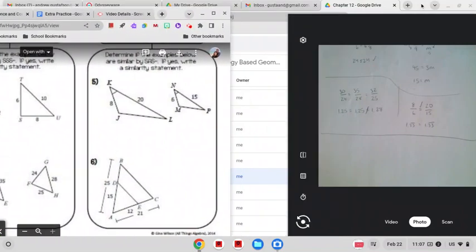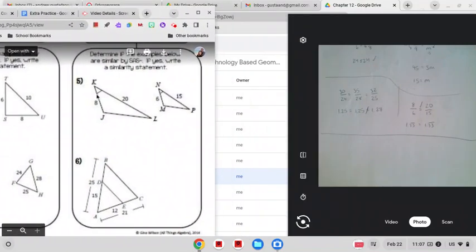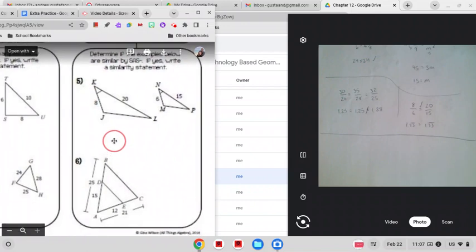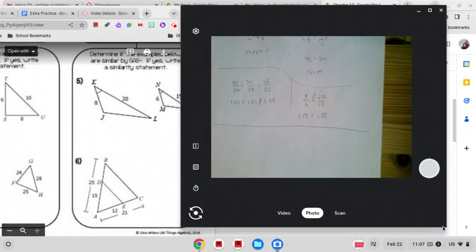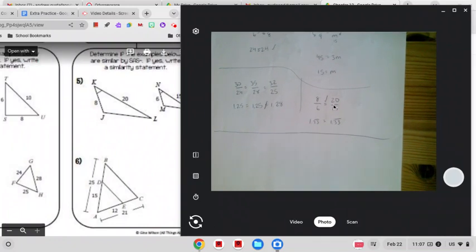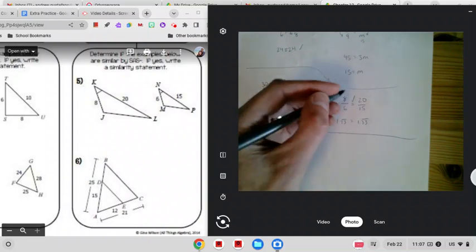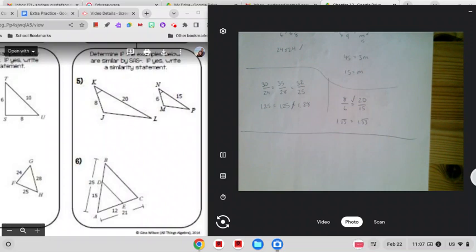We were looking at the side angle side similarity, and we said to make sure that the two triangles are in fact similar, we have to test for proportionality to make sure they actually are proportional to each other. We did that for the first set up here, that the angle was in between the two sides, and 8 over 6 is equal to 20 over 15. So they were proportional, which means that the two triangles are similar.